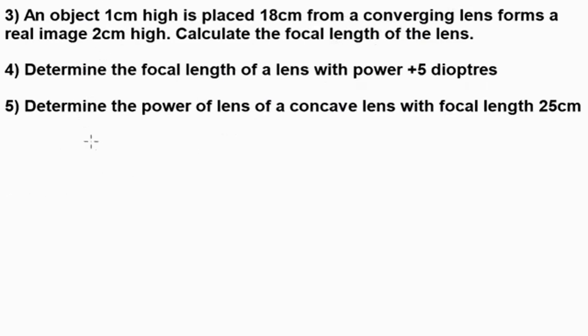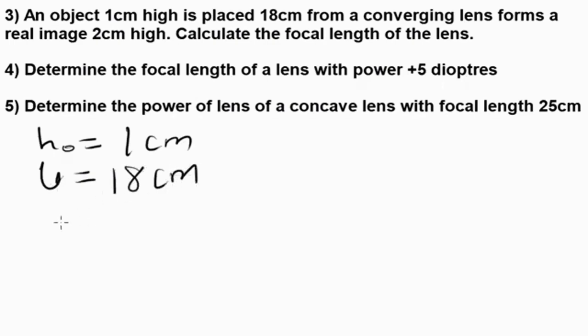Okay, so as usual in this problem, let's bring out the parameters. We have the object height, that's our HO, is 1 cm, and we have the object distance u to be 18 cm. We have the image height, that's our HI, to be 2 cm. So we don't have the image distance v, it is unknown.